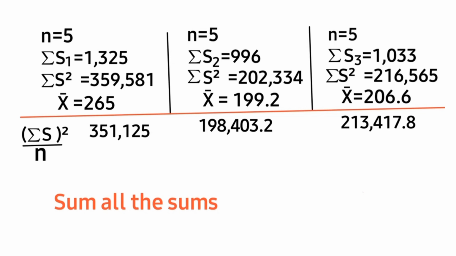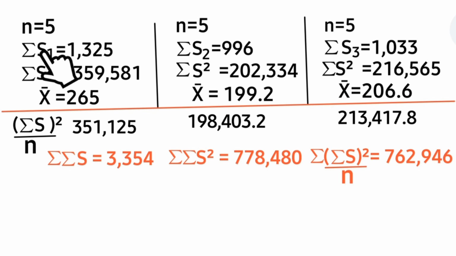This step says sum all the sums. That implies addition of all these sums. Adding the summation of all the sums together, we represent that with this symbol, sum of sums. This value plus this value plus this value gives 3354.